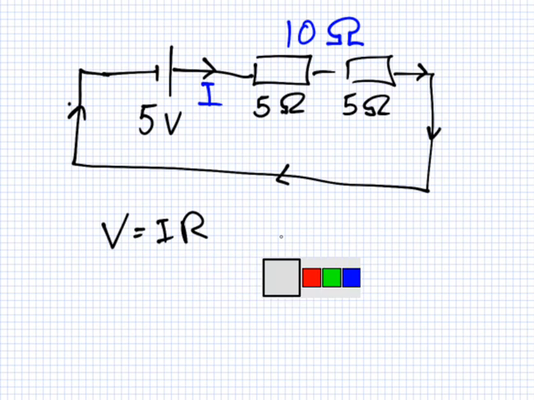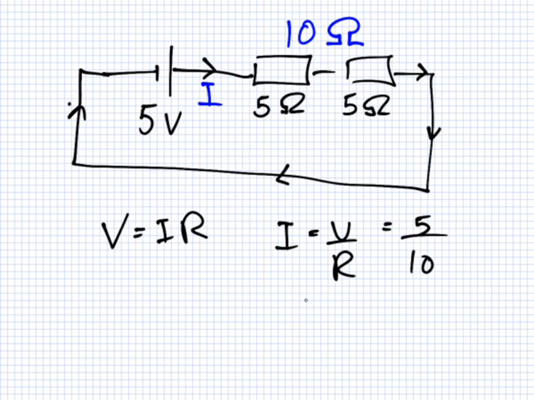So you can say V equals I R. So that means I equals V over R, which will be 5 over 10. So I is 0.5.